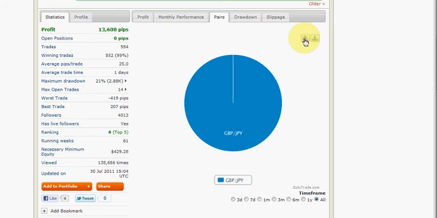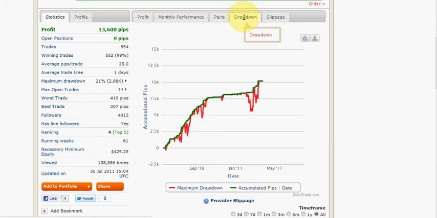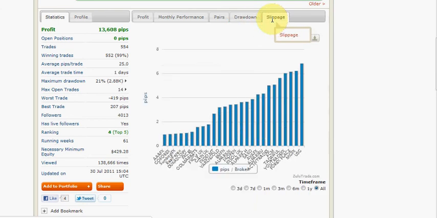In the next tab, we see the drawdown. We have one big drawdown with several smaller. The slippage tab shows us how much slippage each broker generates trading this Forex automated system.